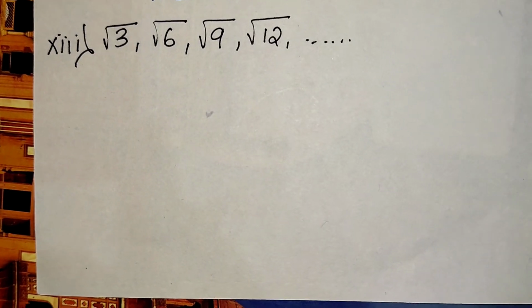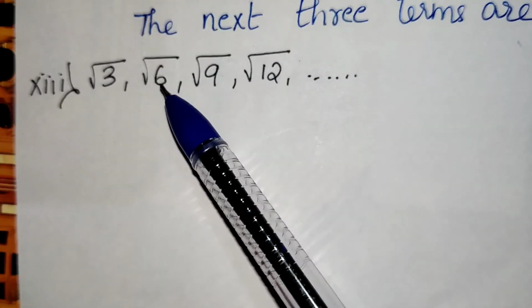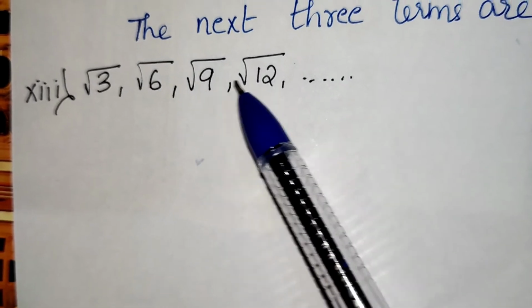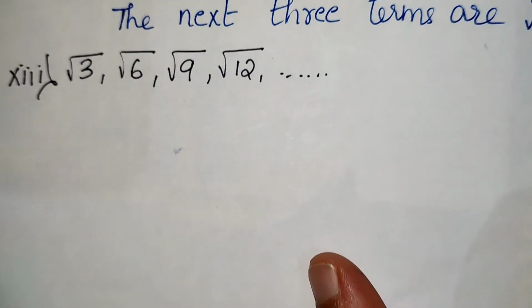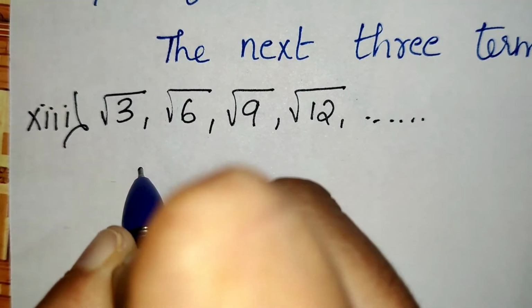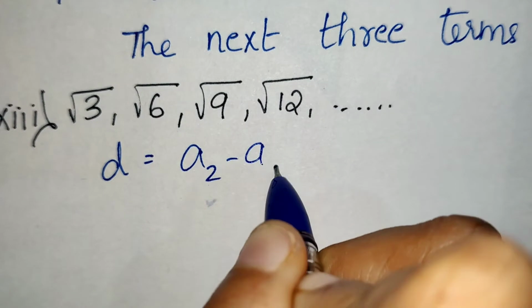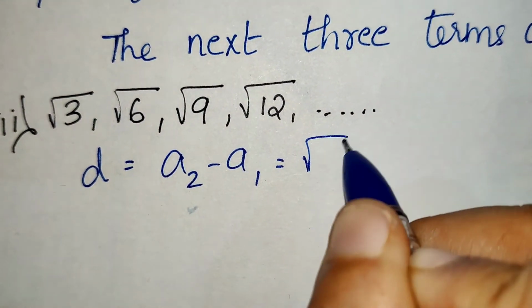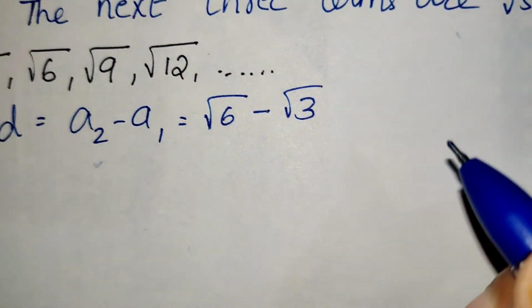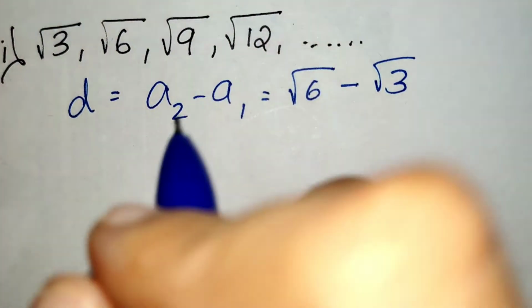Now let us see the 13th problem. They have given the terms as root 3, root 6, root 9, root 12, A1, A2, A3, A4. So now let us see the common difference D. D is given by A2 minus A1. So which is A2? Root 6 minus root 3. So root 6 minus root 3, we cannot further simplify. It is root 6 minus root 3 itself.